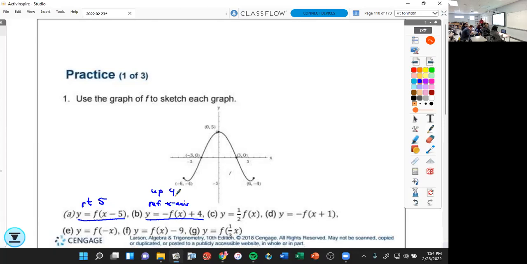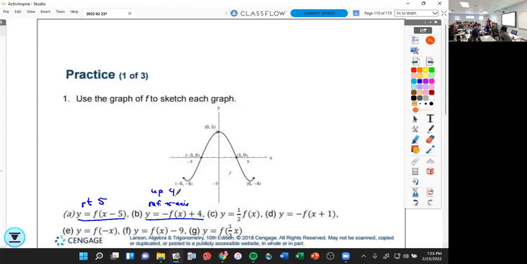Part D. What's going on with part D? Reflected across the x-axis because we changed the sign on the y value. What else? Wait, no, move to the left. Left 1. It's inside, so think backwards. Part E. So it's reflected across the y-axis because the x value is being changed.